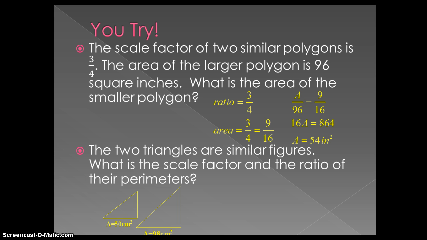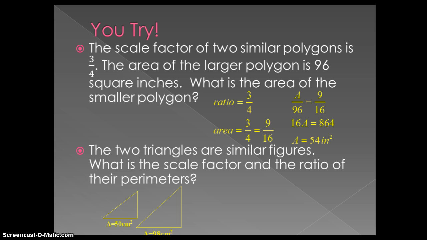And now we're going to set up a proportion. The area of the smaller one is represented by A over 96, which is the bigger one, is equal to our ratio, which is 9 to 16. Using cross products, we get 16a equals 864, and dividing by 16, the area of the smaller polygon is going to be 54 square inches.